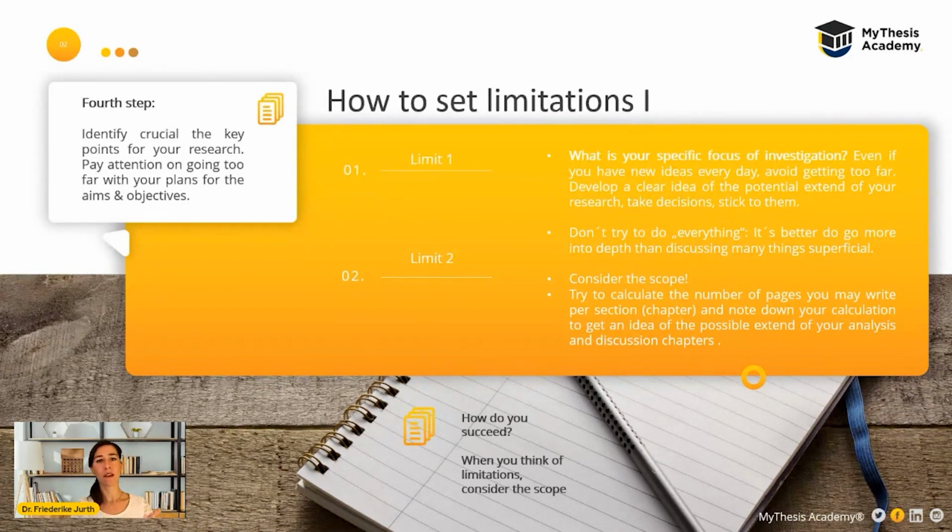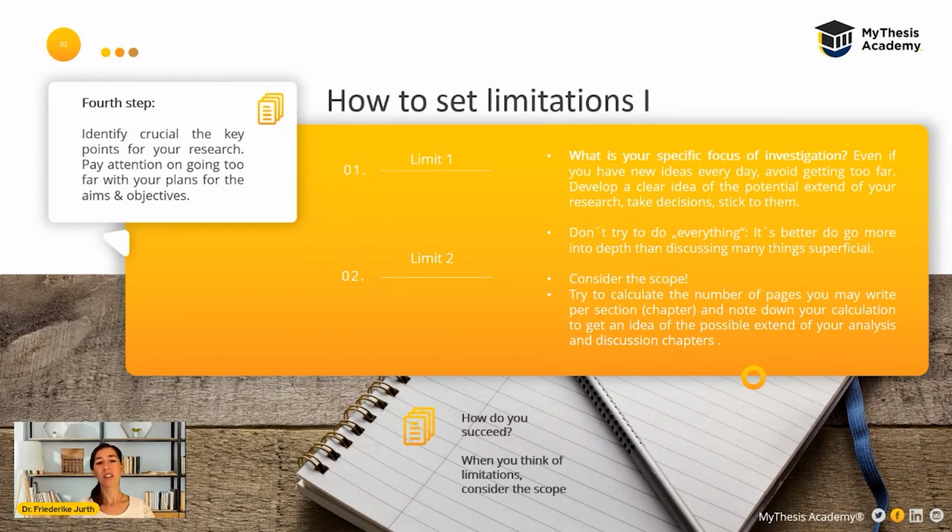Even if you put it on a paper, on a Post-it, whatever, read it from time to time. So don't go too far down this road, and don't try to do everything. This is basically what I would like to say. Stick to your decisions. Then the second limit is the scope that we already talked about.